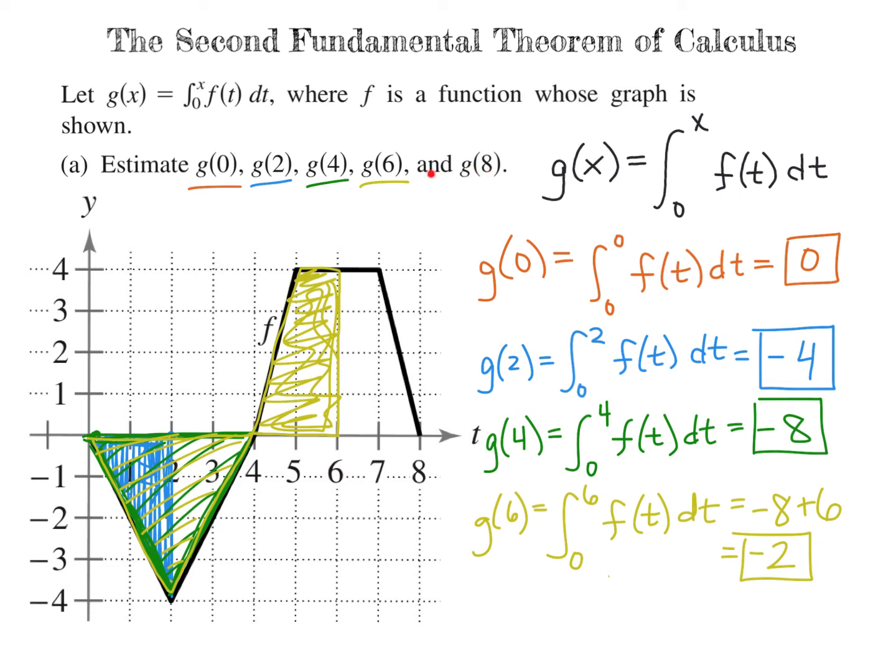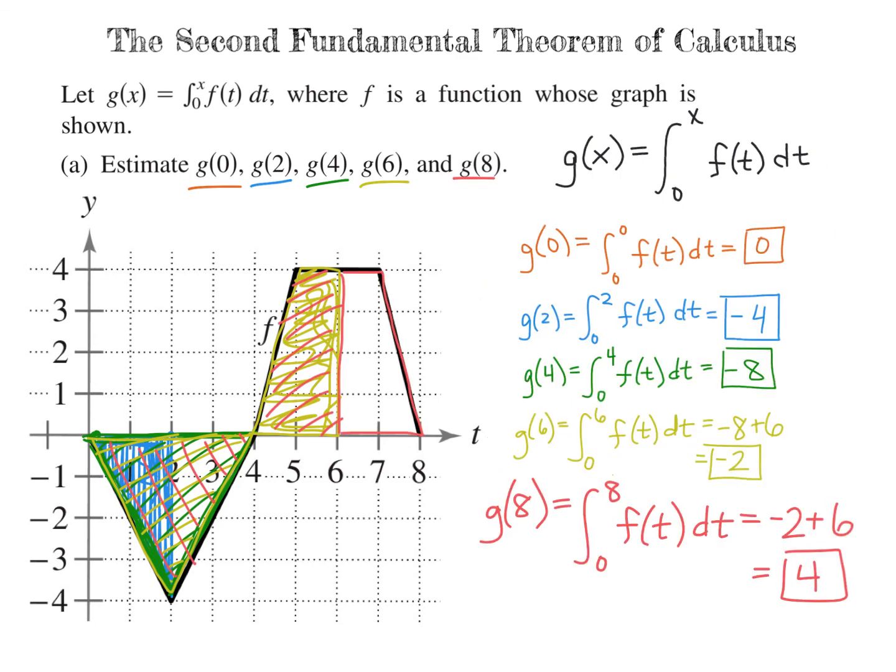Go ahead and see if you can get what g of 8 is next. Pause the video and hit play when you think you have it. G of 8 is 4. And you could do this fairly quickly because we do need the total up through 6, and then we can add the integral from 6 to 8.